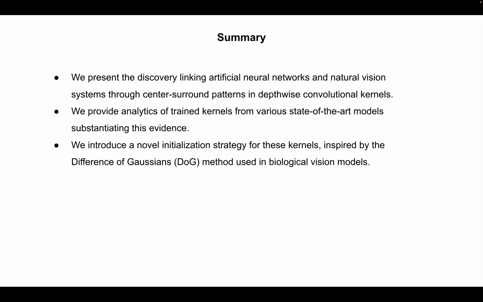To summarize, we present the discovery linking artificial neural networks and natural vision systems through center surround patterns in depthwise convolutional kernels. Substantiating this evidence, we provide analytics of trained kernels from various state-of-the-art models. Finally, we introduce a novel initialization strategy for these kernels inspired by the difference of Gaussians method used in biological vision models.